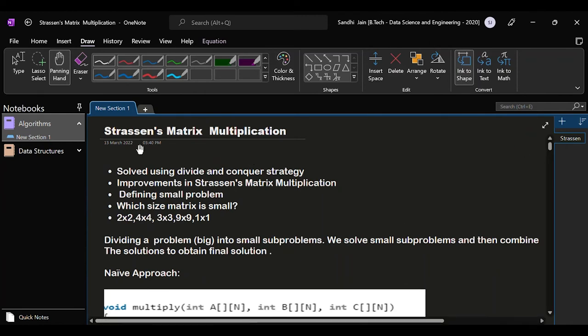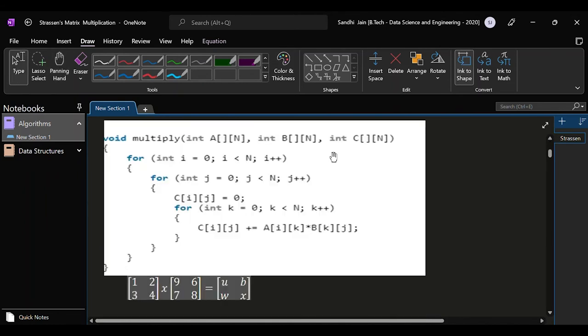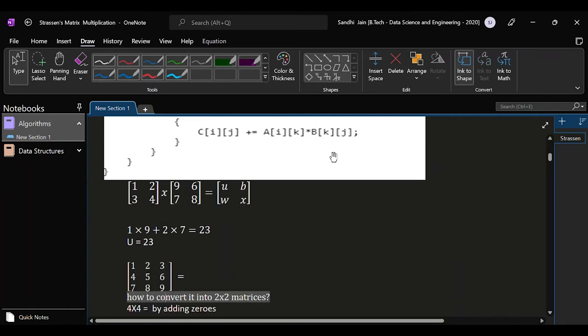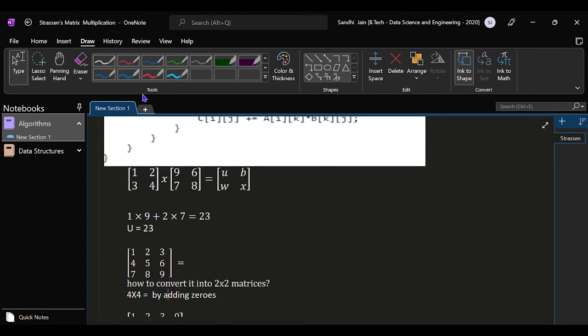Let's start with Strassen's matrix multiplication. Okay, so first of all, let's discuss the basic concept of multiplying two matrices. Okay, so how do you multiply two matrices?